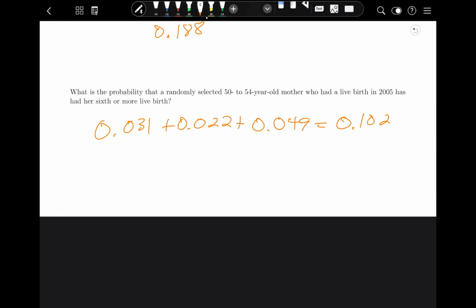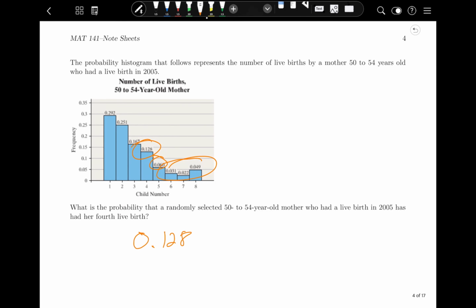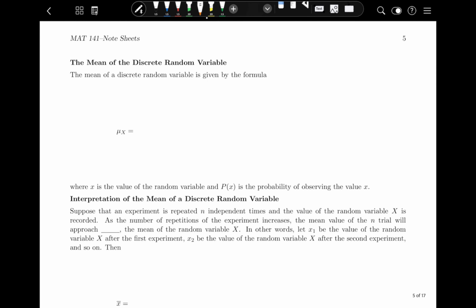Okay, so that's one thing you should be able to do, is read a probability distribution to answer questions. Now, we said this is like a frequency distribution or a relative frequency distribution. One of the things we can do with those is find their mean and standard deviation. So let's talk about how we could find the mean and the standard deviation.